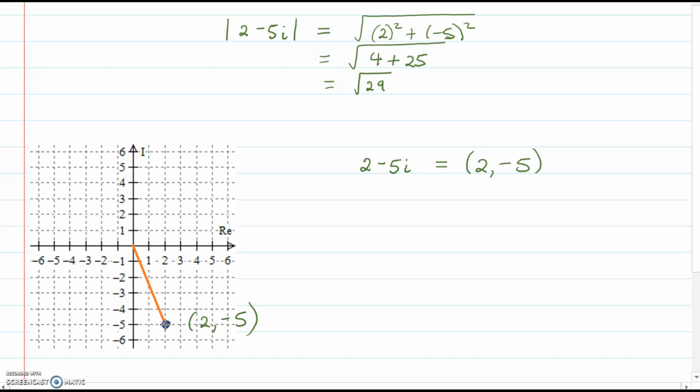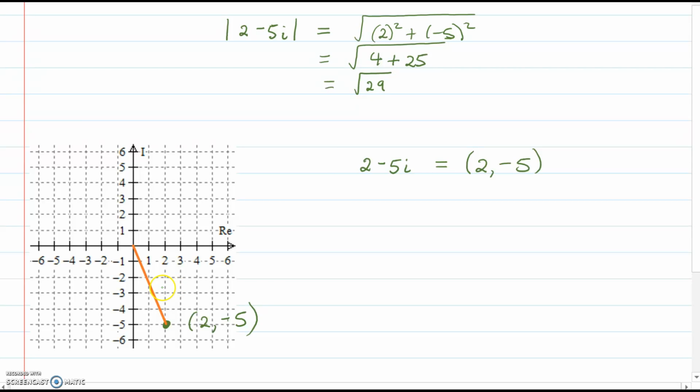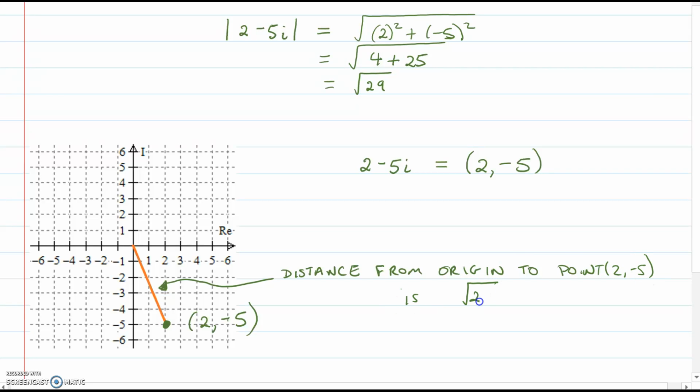So that distance there, the distance from the origin to the point, is what is represented by the root 29. That distance there from the origin to the point 2, negative 5 is the square root of 29 units.